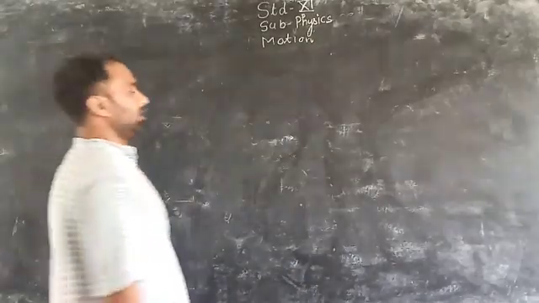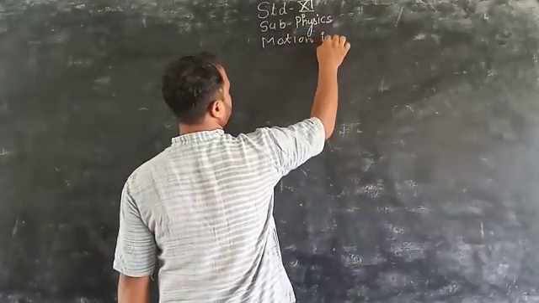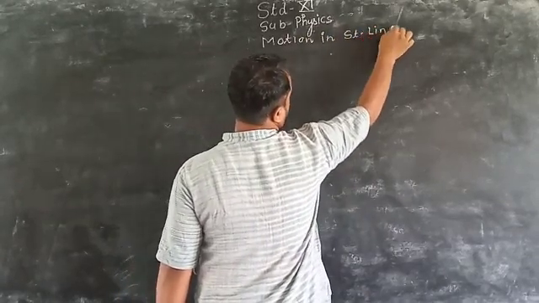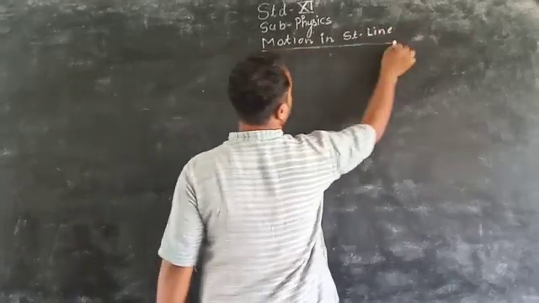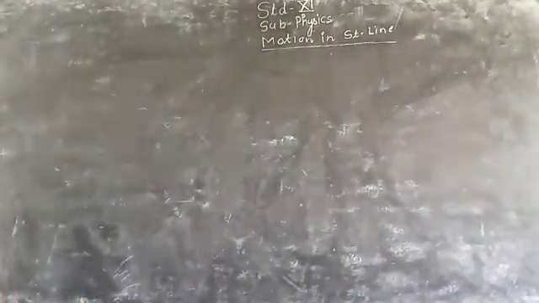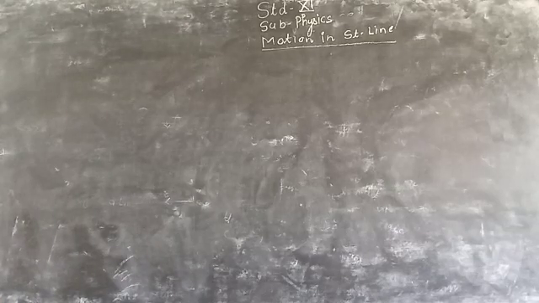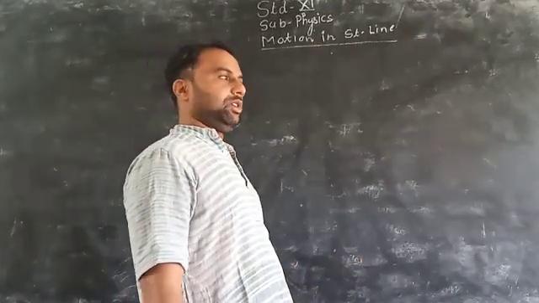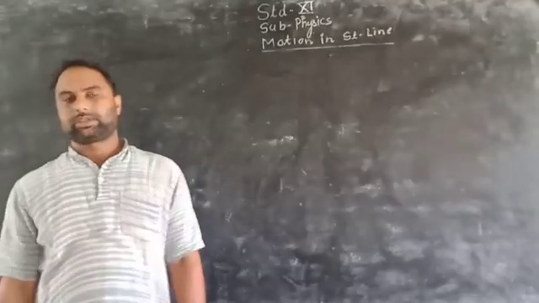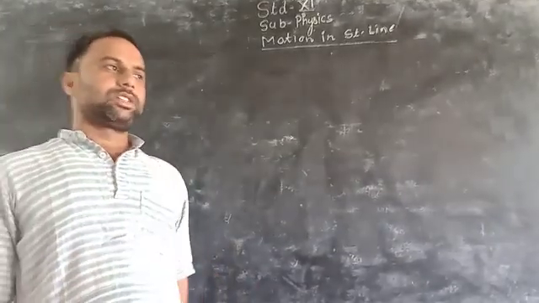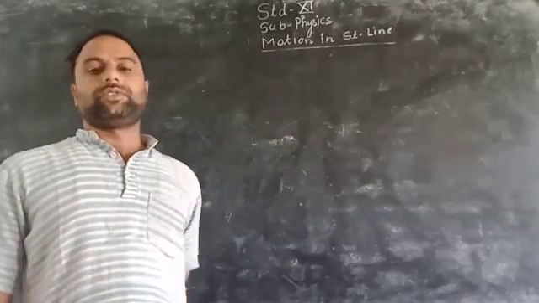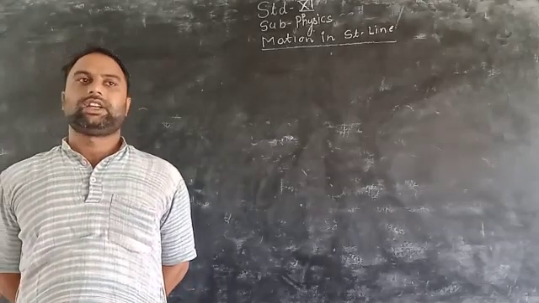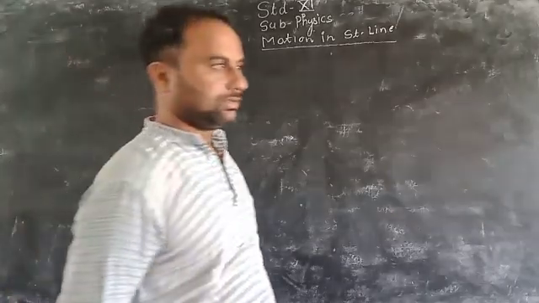Next chapter we have to discuss motion in straight line. In the previous chapter we discussed the various dimensional formulas and various types of related terminology. Now we have to introduce the new chapter. After the introduction of this chapter, we shall discuss the chapter on error and measurements.